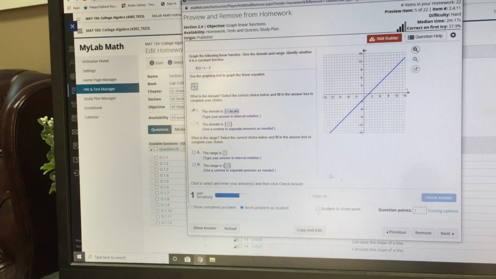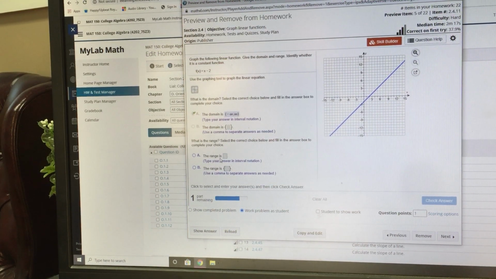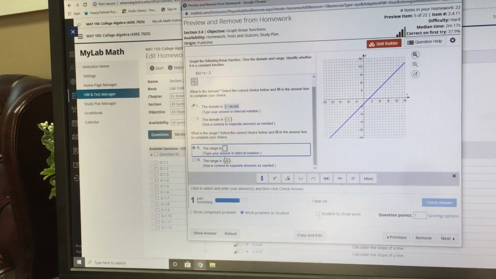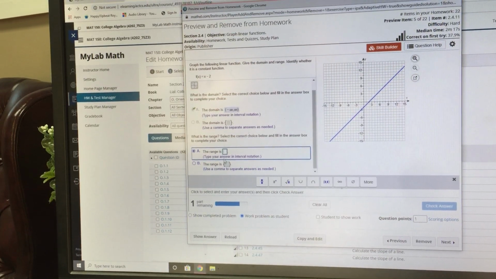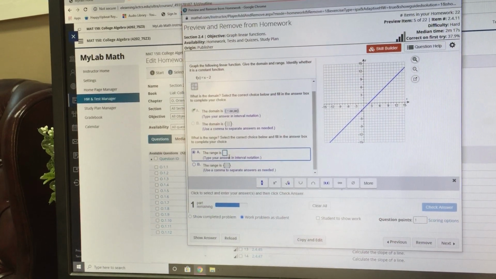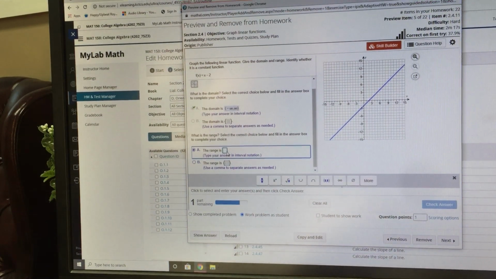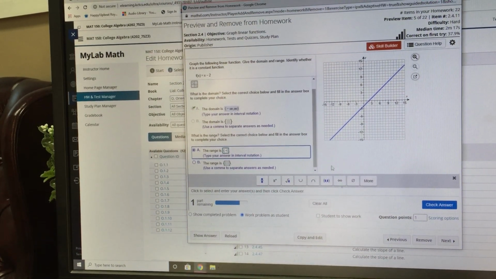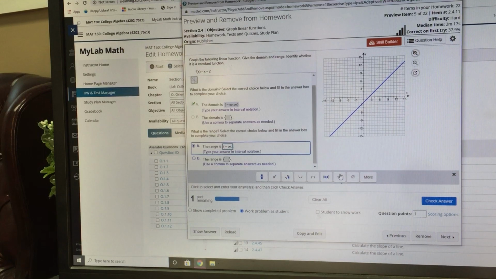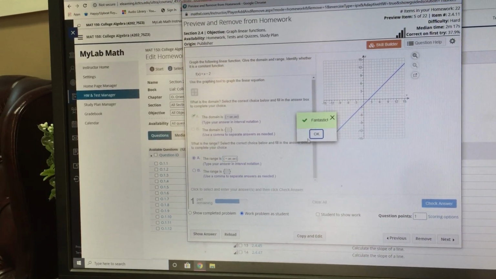Fantastic. What's the range? The range is also going to be an interval, so it's in this option right here. So I'm going to click on that box. We don't want the braces because we need an interval. And what's the furthest down that this goes? Well, it's going to go to negative infinity. So this is going to be the same as the domain. So I'm going to have parentheses, negative infinity, comma, positive infinity, parentheses, and there you go.